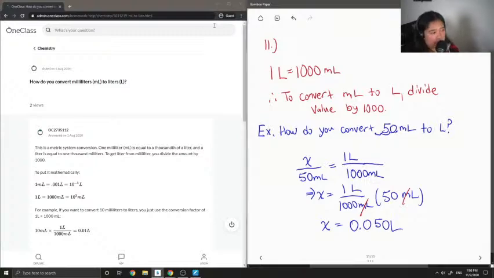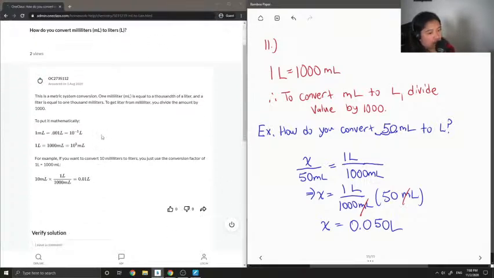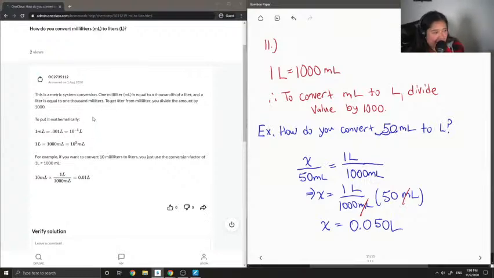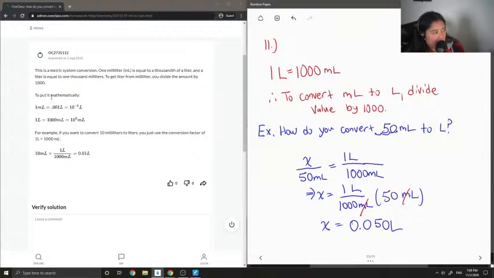Let's see what our junior tutor said. This is a metric system conversion. 1 milliliter is equal to 1,000th of a liter, and a liter is equal to 1,000 milliliters. So to get liters from milliliters, you divide the amount by 1,000. Put it mathematically, 1 mil is equal to 0.001 liters, which is equal to 10 to the minus 3 liters, or 1 liter is equal to 1,000 milliliters. It's also equal to 10 to the 3 milliliters.